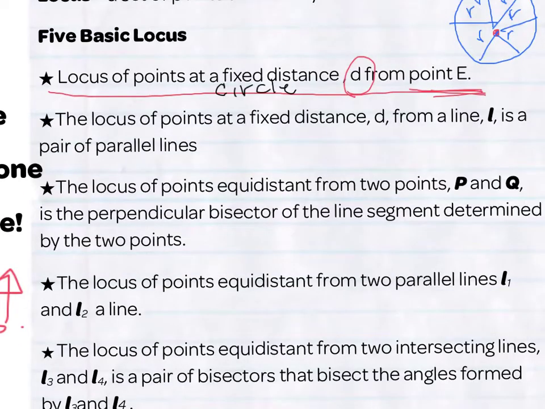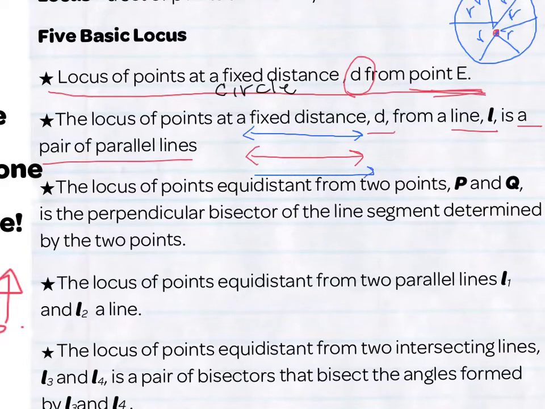Number 2, okay? The locus of points at a fixed distance D, again, from a line now, is a pair of parallel lines. So if I have a line, and I want a locus of points from this line, then I'm going to have 2 lines. One line above the line and one line below the line. And those lines are going to be parallel lines, and they're going to be equal distance. So from this line, they're going to be the same distance. So if this was D, this would also be D.